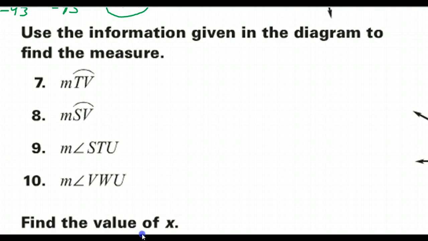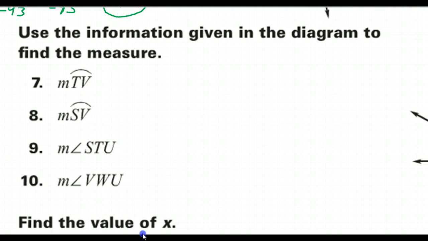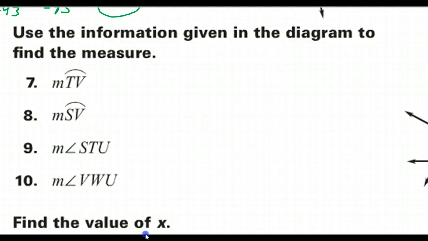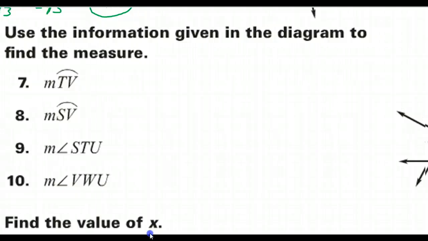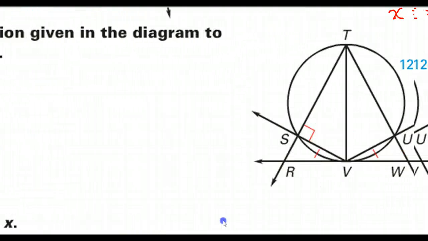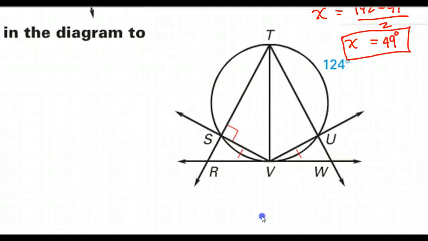Okay, 7, 8, 9, and 10 all use the same picture. Use the information in the given diagram to find the measure. So the first thing I need to find is arc TV. All right, let's look at the picture and see what we got. Okay, arc TV. Here's T, here's V. So arc TV is this entire thing like this.